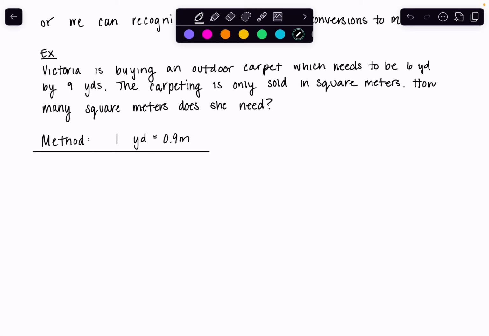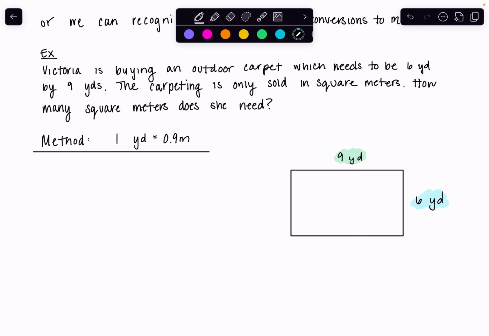So if I draw a little picture, we've got a rectangular space we're putting carpet in. One side is 9 yards, and the other side is 6 yards. I can find the area of this to start, but because I want it in square meters, let's go ahead and convert each of these.